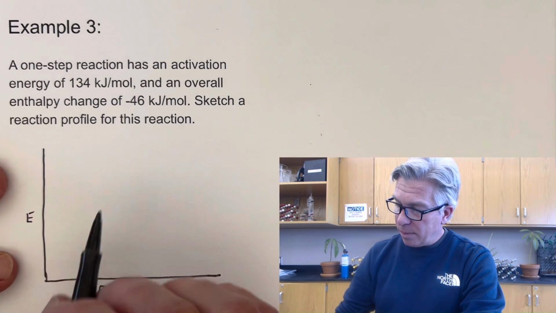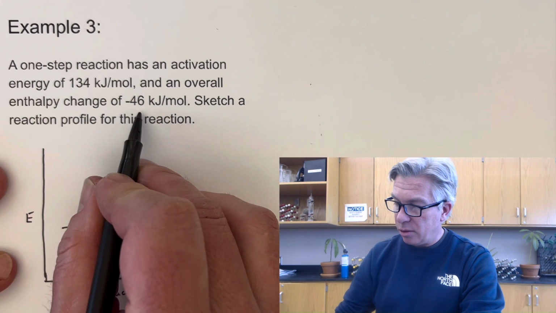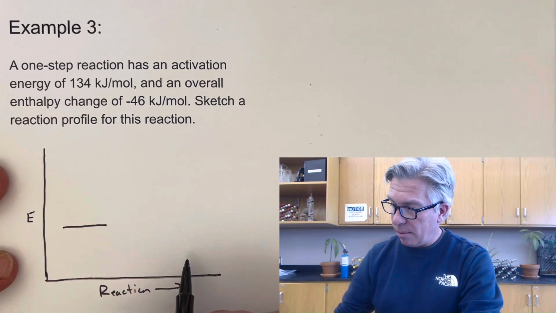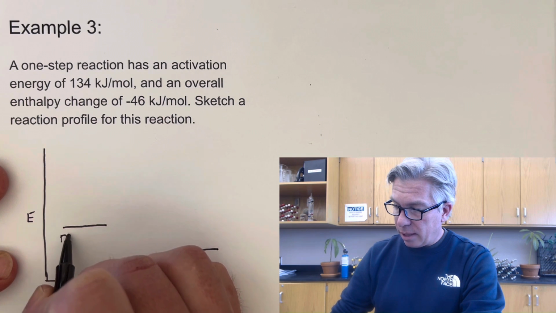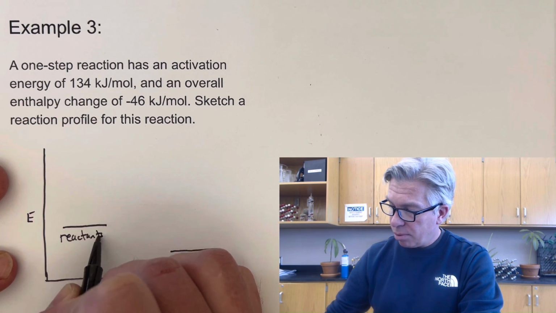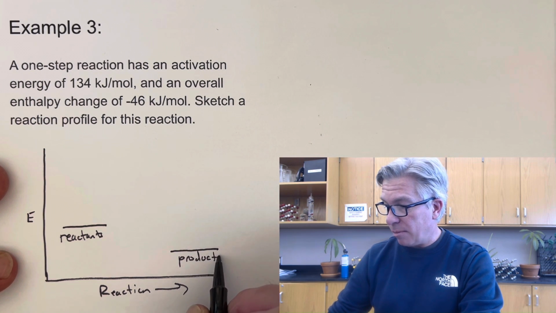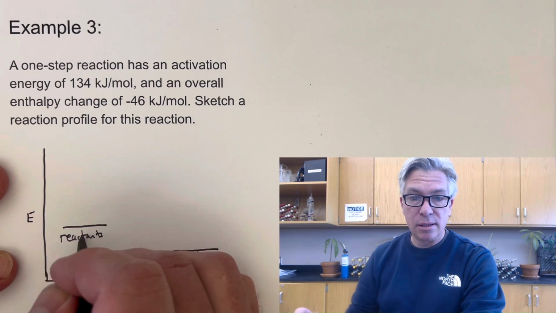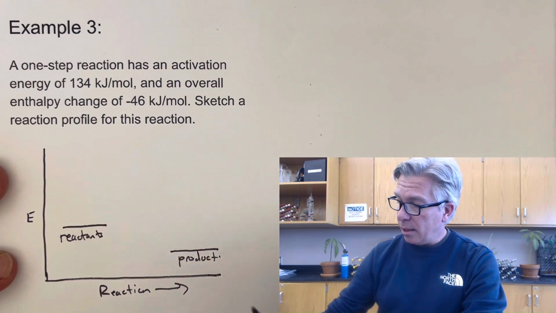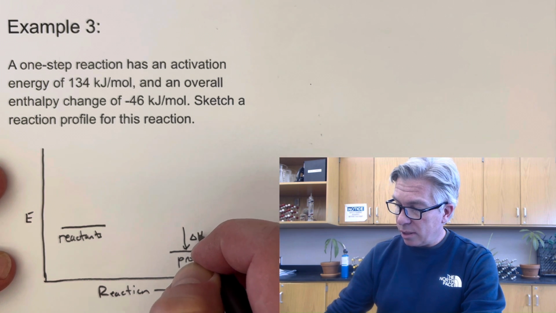And okay, so we're going to pick a starting point. Now I know my overall reaction is going to go down 46. So I'm going to just set up my start and finish. Reactants over here. Products over here. If you actually know what the reactants and products are, like for example C3H8 and O2, you can actually put their chemical formulas there. It's actually very helpful. And I know that I need to end up 46 kilojoules less than what I started with.